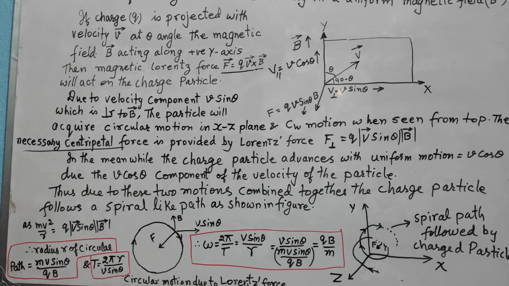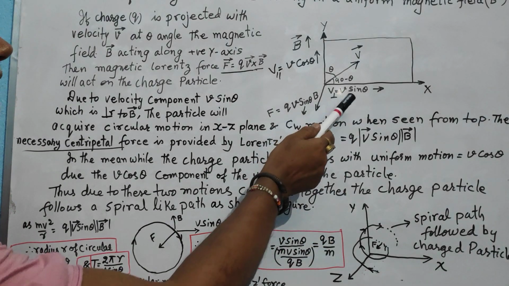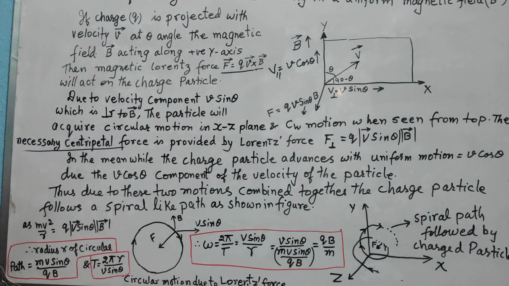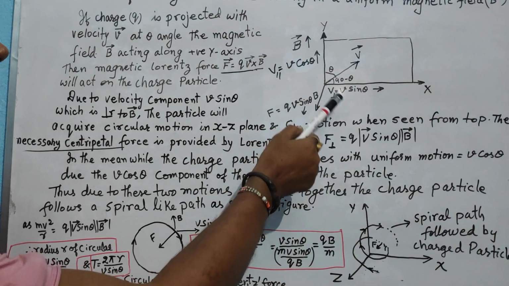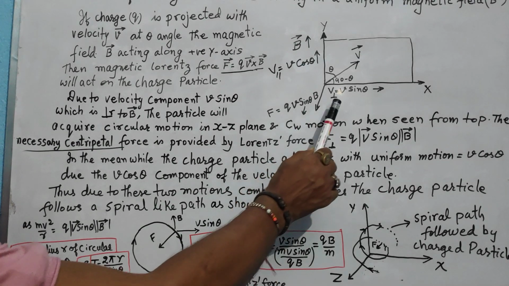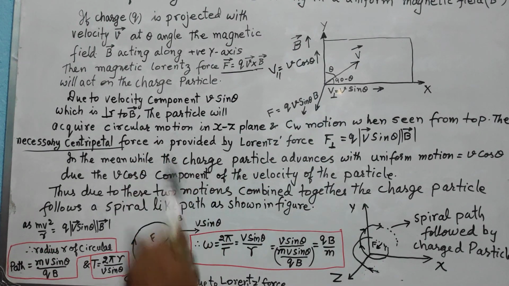Since this force is perpendicular to the component of the velocity perpendicular to the magnetic field, this force will not change the magnitude of the velocity, because it is always acting perpendicular to the component of the velocity. So that means the magnitude of velocity will not change. Now what will happen then? Since this force is along a direction perpendicular to the velocity, only the direction of velocity will change, and as a result the particle will be forced to move on a circular path.